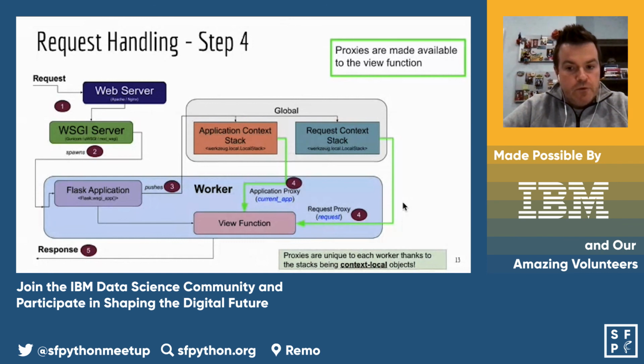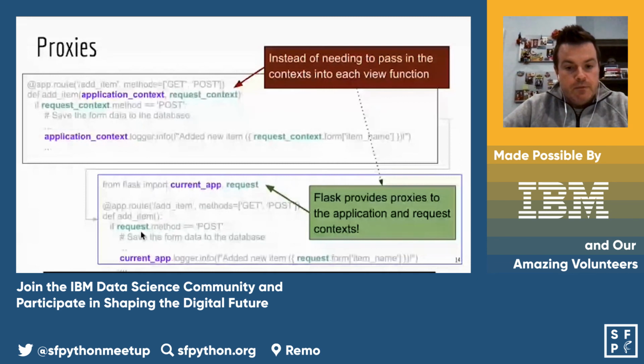So they use proxies like we just talked about. You can import current app and request proxies, and then they're just available for you to use within your view functions. This greatly simplifies this function definition, because now there are no arguments in this case that need to be passed in, and you've got direct access to the request proxy and the current app proxy to use within your view function as you're processing a request. Nice features of Flask, in my opinion.